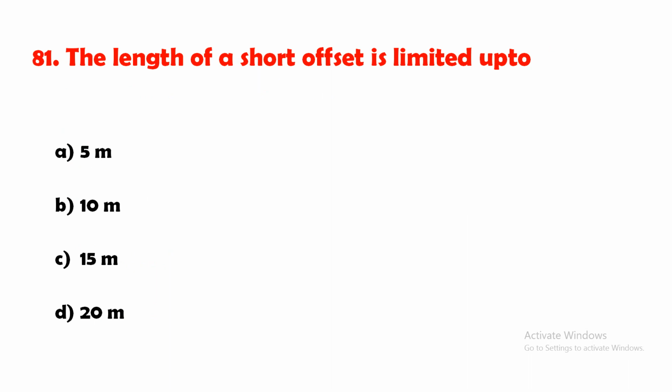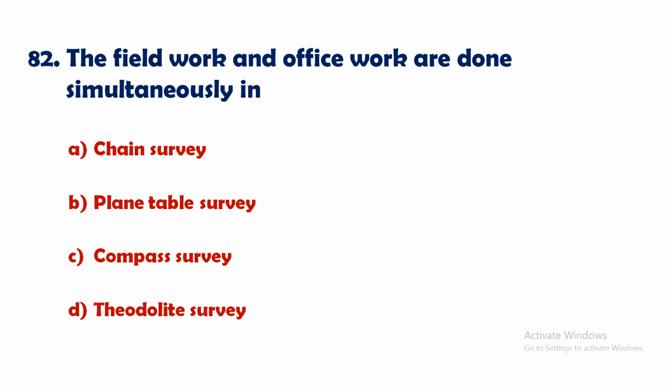The length of a short offset is limited up to 5 meter, 10 meter, 15 meter, 20 meter. The length of a short offset is limited up to 15 meters. The field work and office work are done simultaneously in chain survey, plane table survey, compass survey, theodolite survey. The answer is the field work and office work are done simultaneously in plane table surveying.